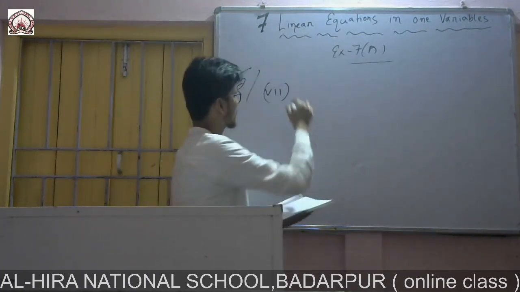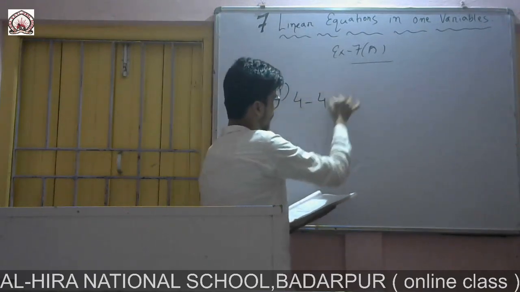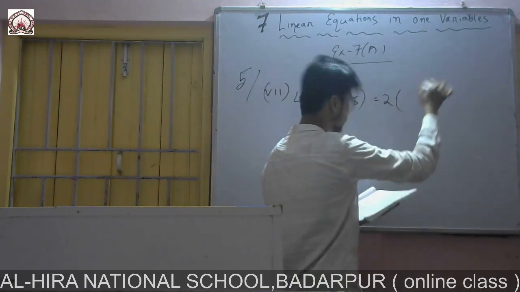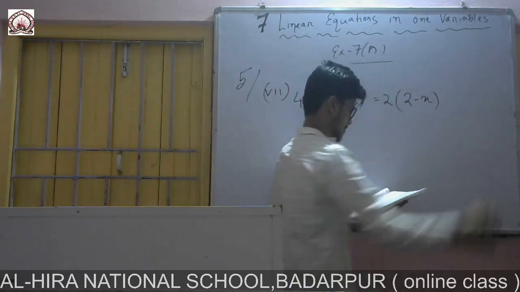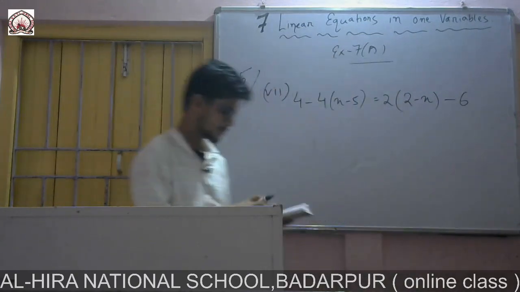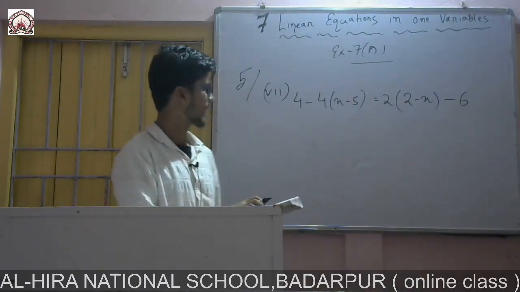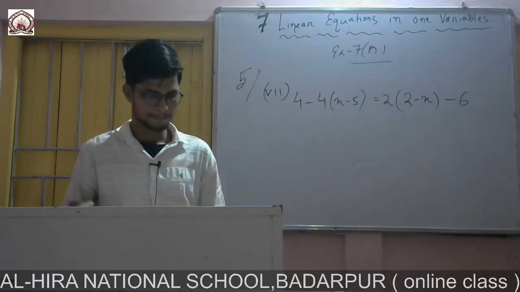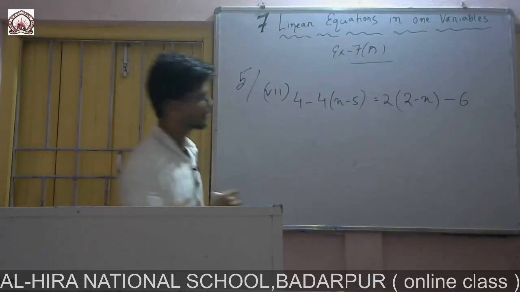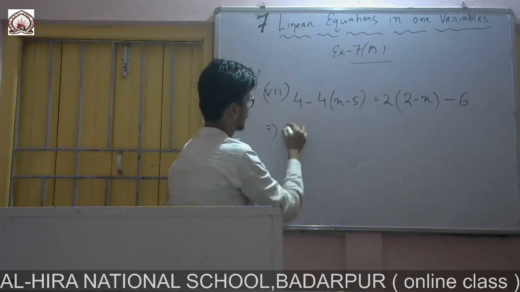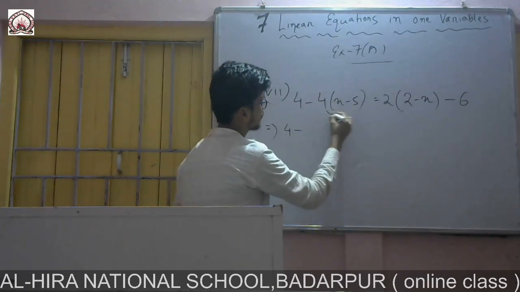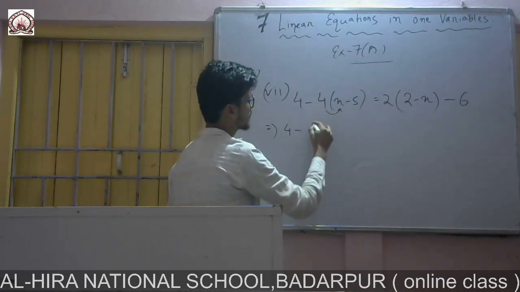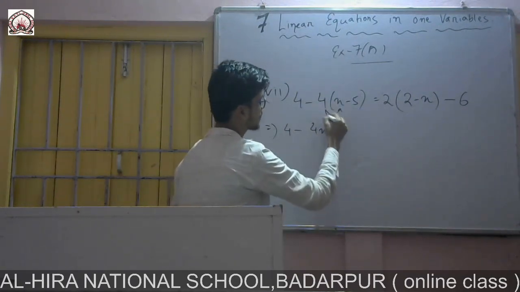You see Roman number 7. Question is 4 into x minus 5 equals 2 into 2 minus x minus 6. You see the question again, 4 into x minus 5 equals 2 into 2 minus x minus 6. So first of all, I remove the bracket. Again, first of all, I will multiply this 4 with x. So minus plus it will be minus, 4 into x is 4x. Then again by this 4 I will multiply this one.